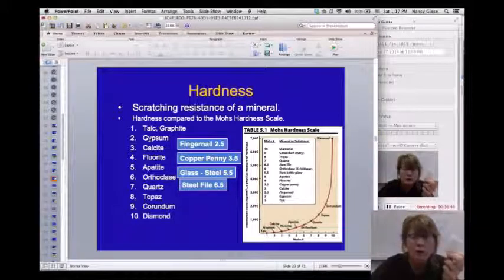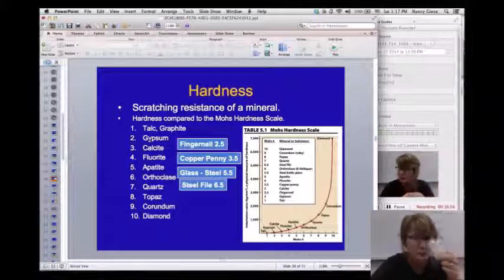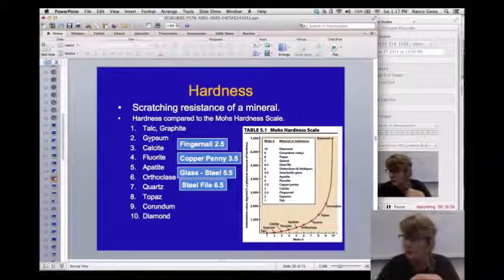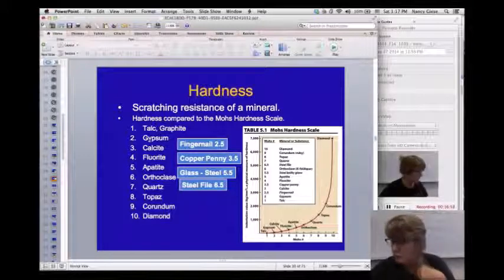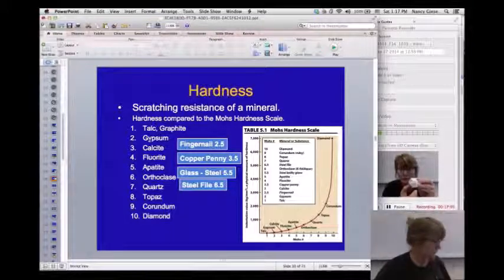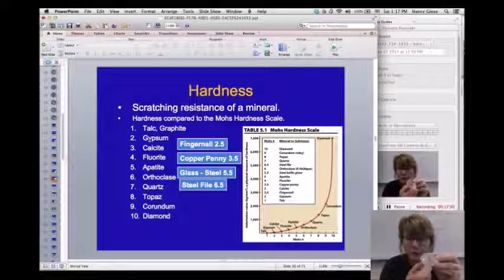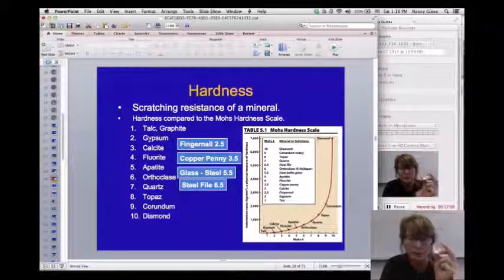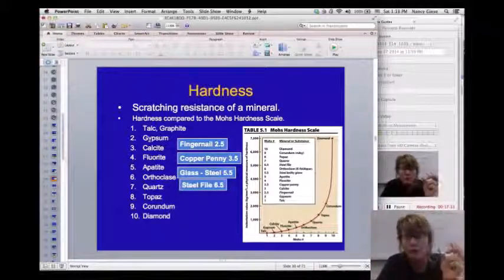That might be all you need to know in order to identify the mineral. If you're not able to scratch it with your fingernail, then all you know is that the mineral has a hardness of greater than 2.5. So let's say I tried to scratch this mineral with my fingernail, and I can't. It's harder than my fingernail, so it has a hardness of greater than 2.5. That leaves a lot of other hardnesses, 3, 4, 5. How do I know how hard it is?